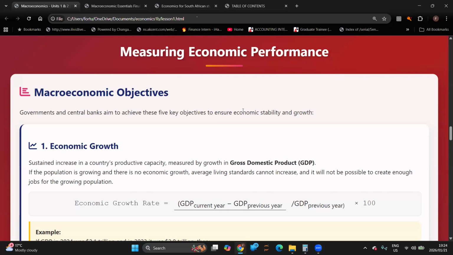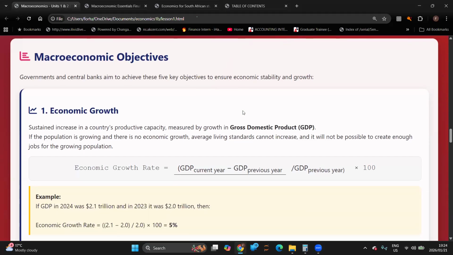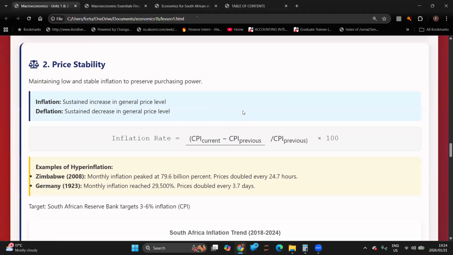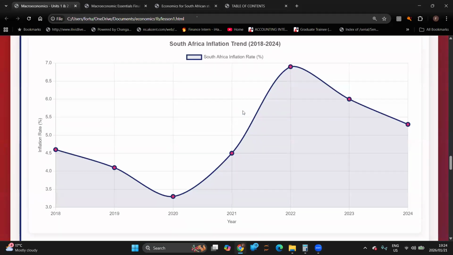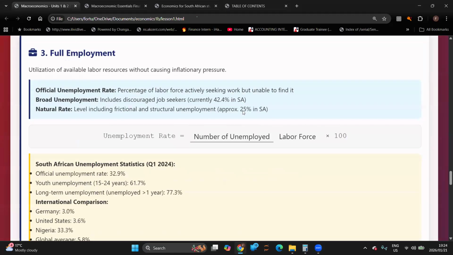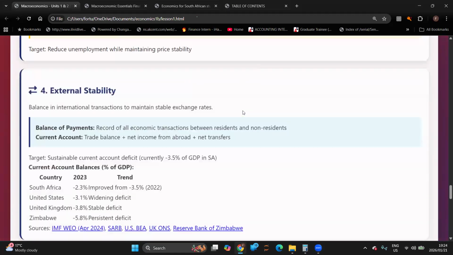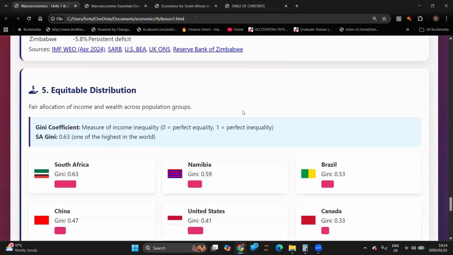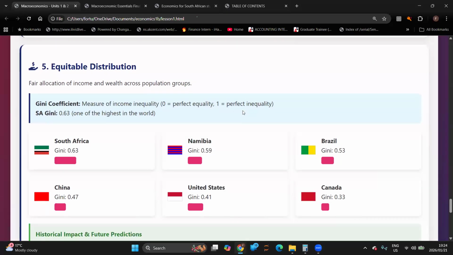When it comes to measuring the performance of an economy, we have 5 measures or 5 macroeconomic objectives that are used to measure the performance of an economy. The first one is economic growth. Secondly, we have price stability. Thirdly, we have full employment. Fourthly, we have external stability. Last, we have equitable distribution of income and wealth.